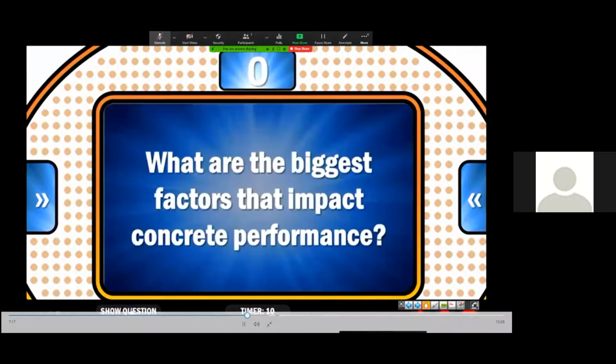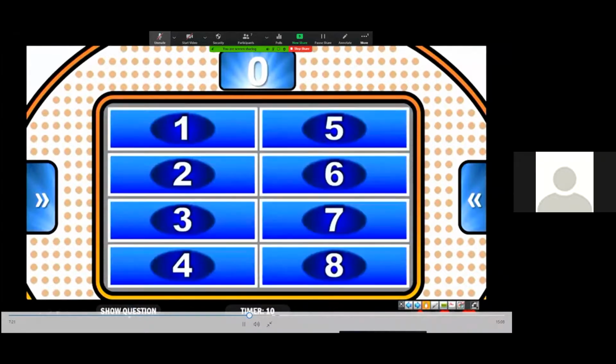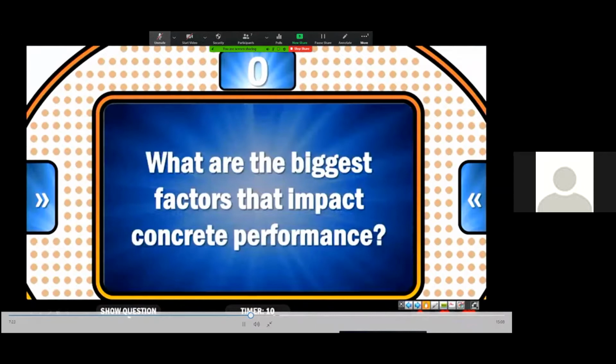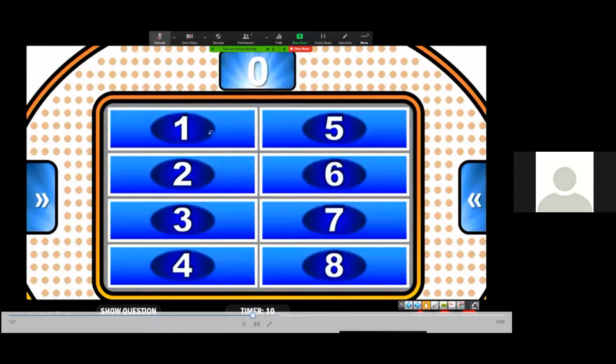So what are the biggest factors that impact concrete performance? Weather. You got number 1. We're on the same page. Yeah, it's environmental factors, right? So whenever you're designing anything, you need to know what kind of weather it's going to be exposed to. You need to understand what the environmental factors are.